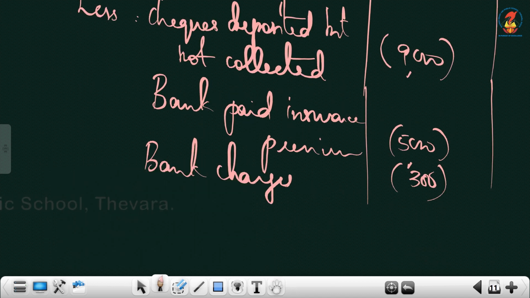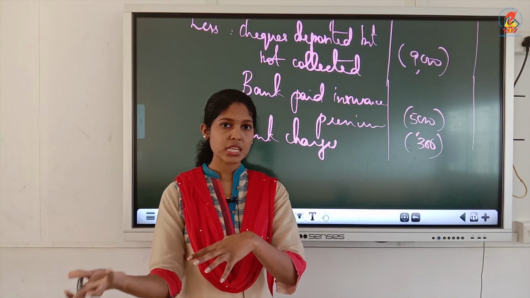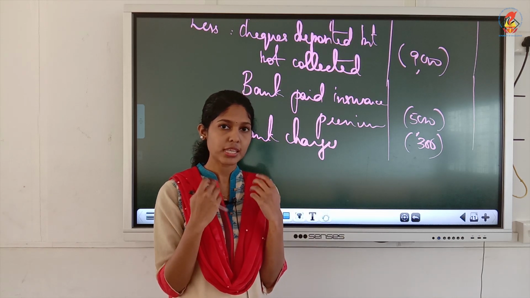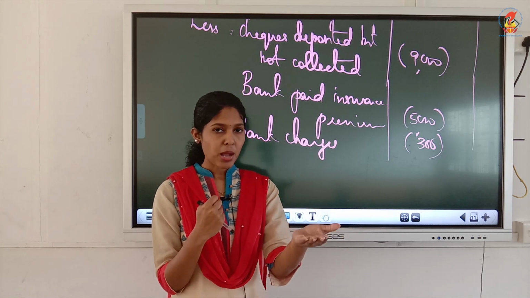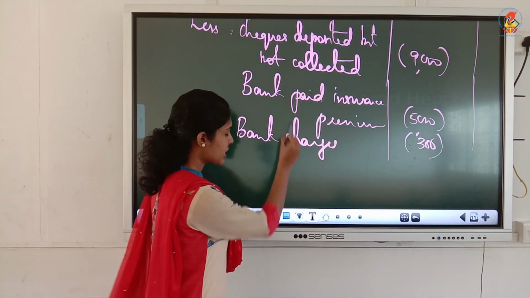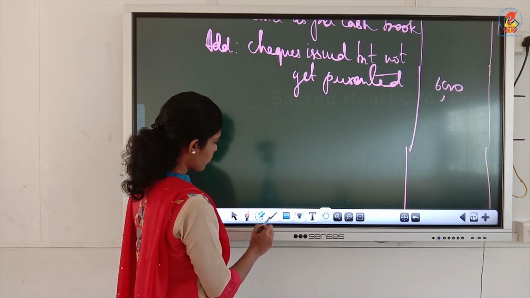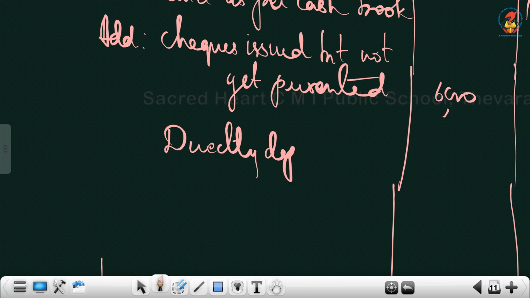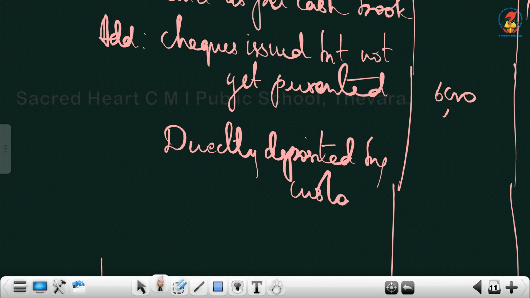The next one, directly deposited by a customer. Okay, your customer is depositing some amount to your account. Directly means to your account only. That's what you have to assume. So, bank passbook will increase. Cash book also we have to increase. So, this is an item to be added. So, write it here. Directly deposited by customer. Add it. It is 8,000.